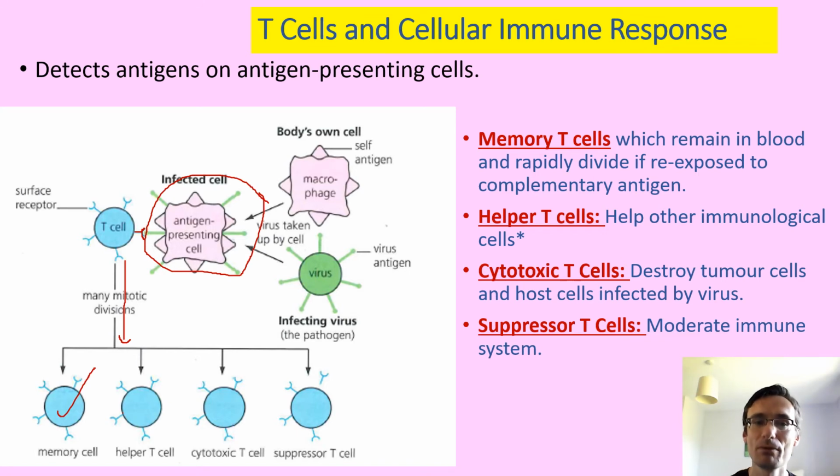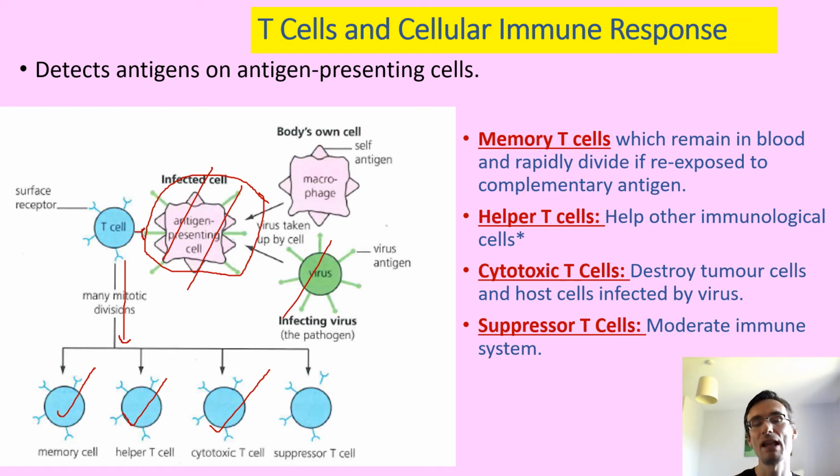Helper T cells we'll talk about in a second, so don't worry about that, but they cause lots of other immunological steps. Cytotoxic T cells, cyto meaning cell, so cell toxic, destroy tumour cells and any host cells that are infected by a virus. They come along and destroy any infected cells and any tumour cells, because we could have a cancer cell with cancer markers or mutated antigens on it. So that's the job of the cytotoxic cell. And then we've got the suppressor T cell, which moderates the immune response.